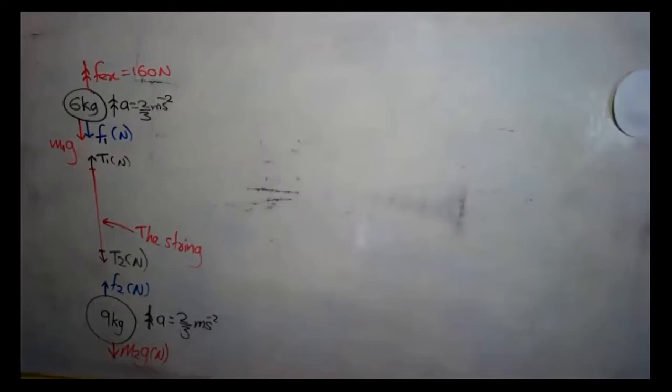The 6 kg object is moved up by the 160 Newton force. As the string is connected to the 6 kg object, when the 6 kg object is moving up, it pulls the string upwards by a force of T1 Newton. According to Newton's third law of motion, when the 6 kg object gives a force to the string, the string should give an equal and opposite reaction force to the 6 kg object. That force is marked as F1 Newton on the 6 kg object.